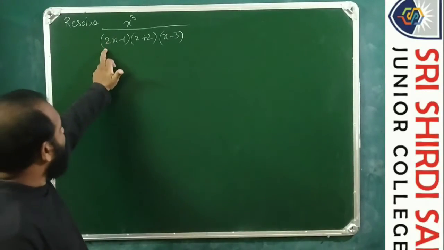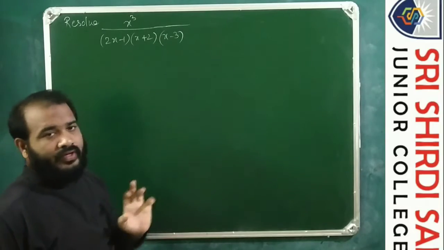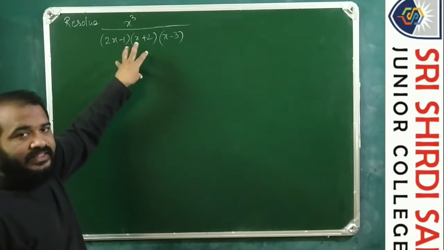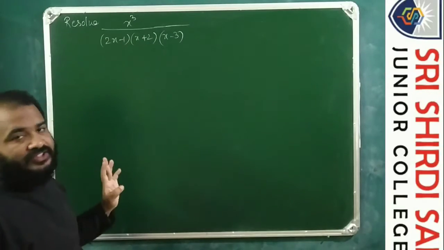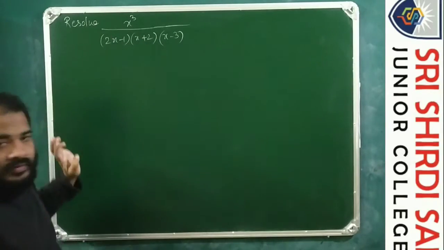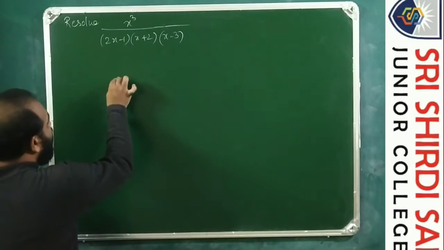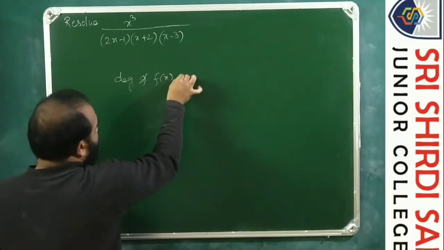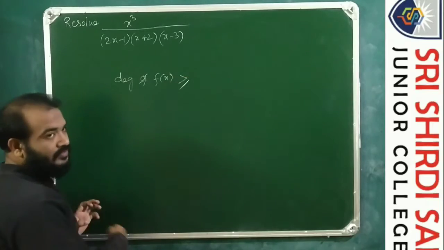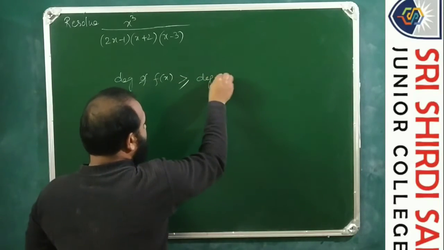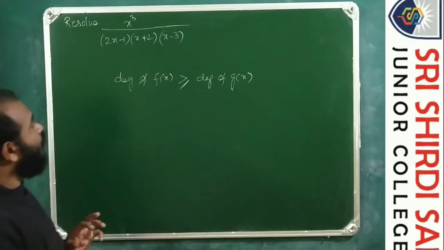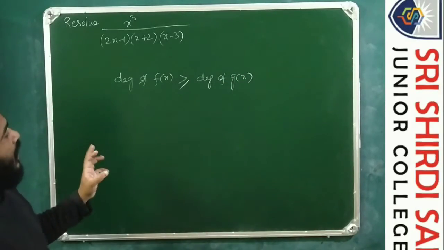Resolve x cube by (2x minus 1) into (x plus 2) into (x minus 3). First of all, this is an improper fraction. What is an improper fraction? The degree of the numerator is greater than or equal to the degree of the denominator. So how do we deal with this?